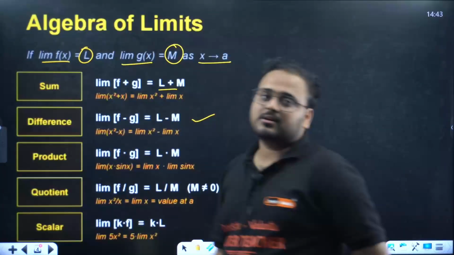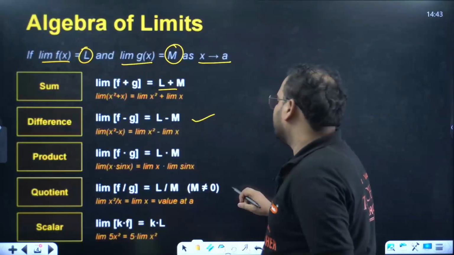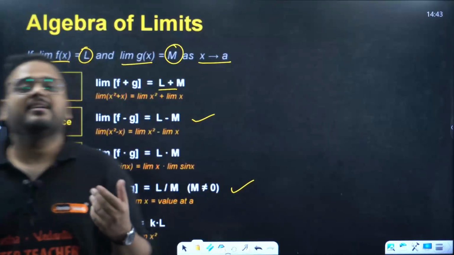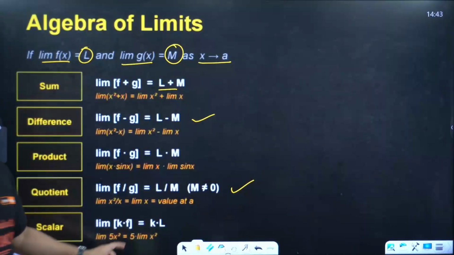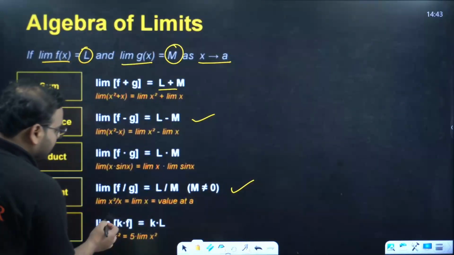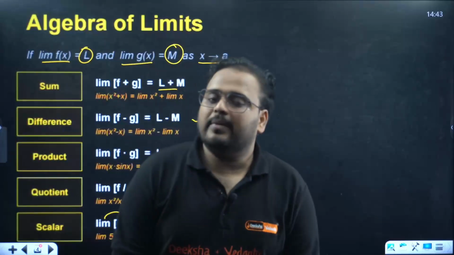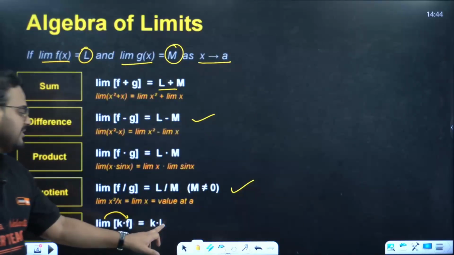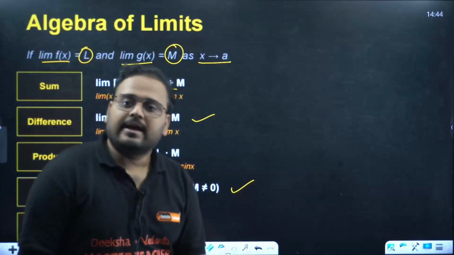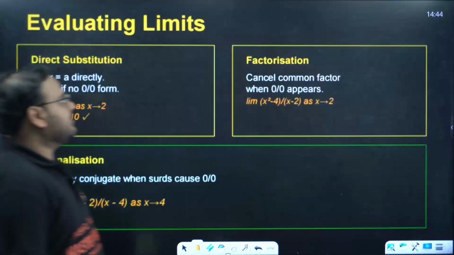This also works in the case of a product, and also in the case of a quotient, provided this m is non-zero, because it is in the denominator, so it has to be non-zero to be defined. And for k times f, if you have a scalar constant multiplied, you can take it outside the limit and apply the limit on the function f. The scalar multiplication will come as k times L, where L is the limit value of f when x tends to a. Make sense, guys? Examples are also given for each of the cases. Yes, these are very, very simple things.